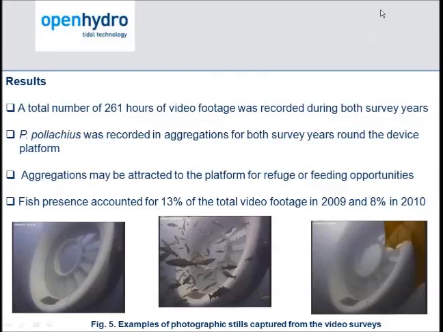Okay, two quick questions, and then we'll move on. First, what is the cut-in speed for the open hydro turbine? It very much depends on the environment that we're pulling it into. For this particular environment, we're looking at about 1.4 meters per second.